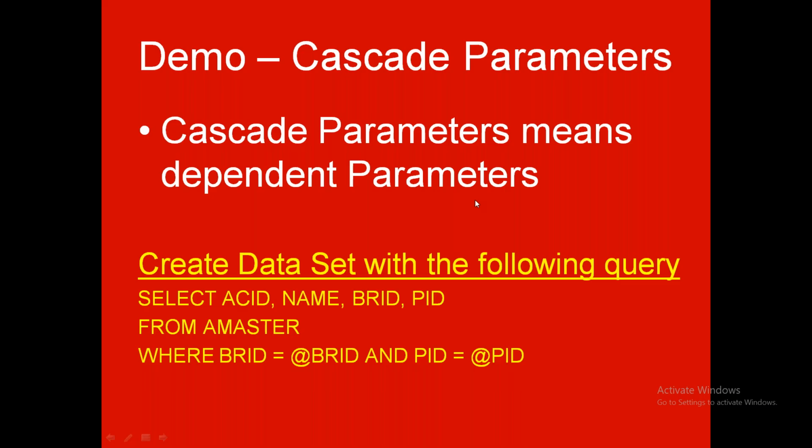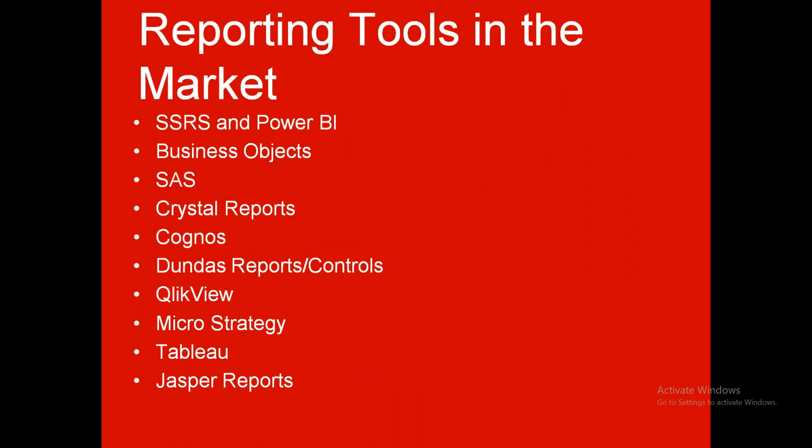One parameter is dependent on another parameter. Okay. So before that, I wanted to tell you a lot of reporting tools are available in the market. SSRS, Power BI, Business Object, SAS, Crystal Reports, Cognos, Dundas Reports, QlikView, QlikSense, MicroStrategy, Tableau, Jasper Reports, Looker Reports. Thousands of reporting tools are available.